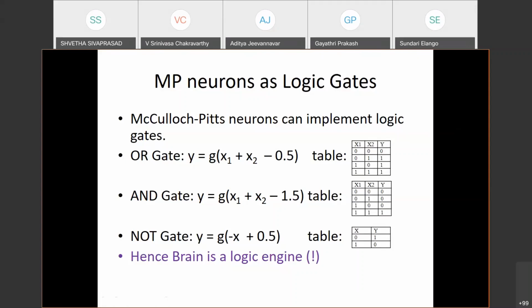Since the two inputs are x1 and x2, if both inputs are zeros, the output is 0. If it is 0 and 1, the output is 1. If it is 1 and 0, the output is 1 again. Only when both inputs are 1s is the output 1.